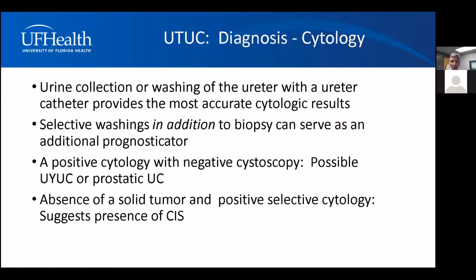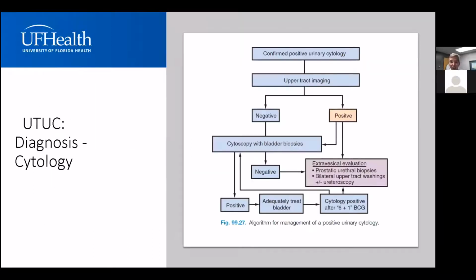for prognosis. If a positive cytology with a negative cystoscopy, it's possible that you have upper tract UC or prostatic urethral cancer. In the absence of a solid tumor, a positive selective cytology suggests that you may have CIS in the bladder. And here's a nice diagram out of Campbell's, which really demonstrates that for you.